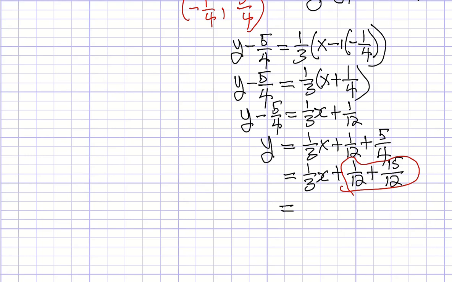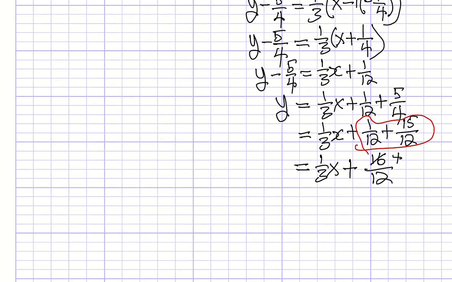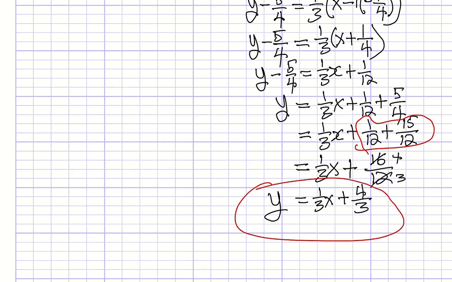Okay, so we'll keep going. What do we get? 1 over 3x plus, we'll combine those two. We get what is that? 16 over 12. You see that, right? Okay, so once you get 16 over 12, what do you do? You divide this by 4, you get 4. Divide this by 4, you get 3. So it will be 1 over 3x plus 4 over 3. So this is y. We're done. This is what we're looking for, and we got it. We did it right.